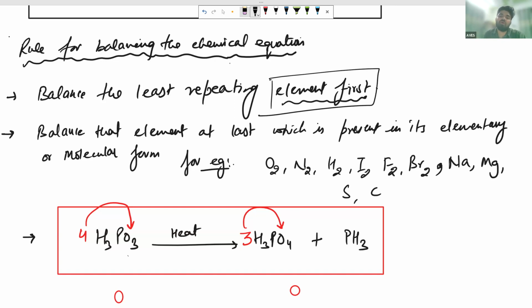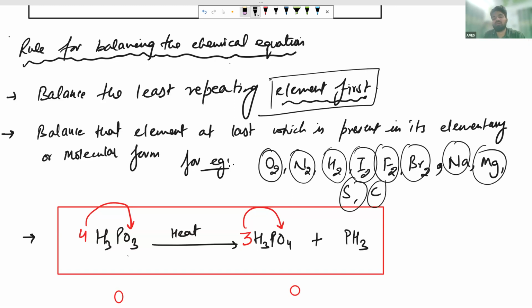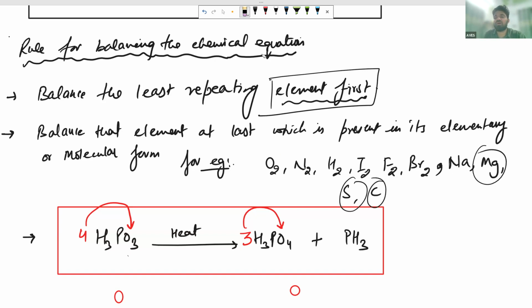For example, oxygen is found in its elementary form, nitrogen is found in its elementary form, I2, Br2, Na, Mg, S. So these are found in their elementary form. So you are not going to balance that element first. You will balance that element at last.